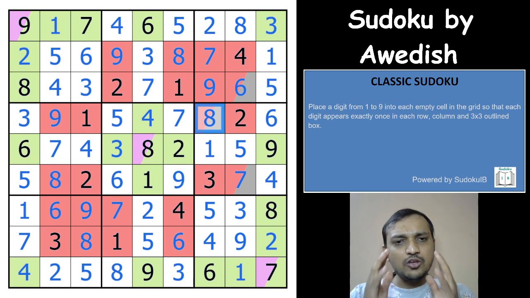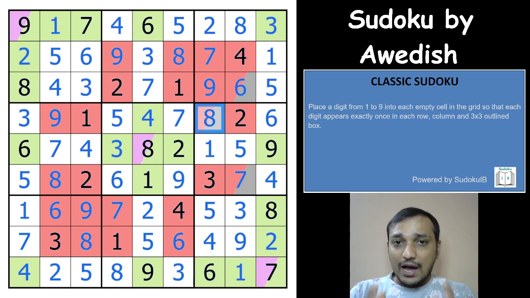So I hope you enjoyed this Sudoku. I hope you actually got how a set works, set equivalence theory. And if at all you have any doubt about set theory, you can let us know in the comment below. We will surely try to resolve the doubt that you have.